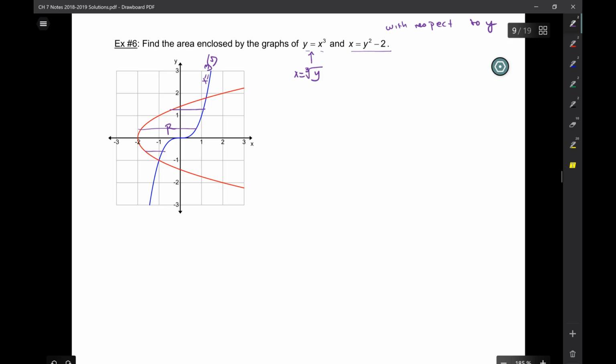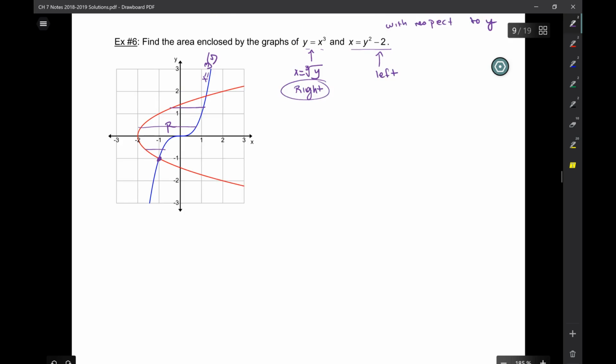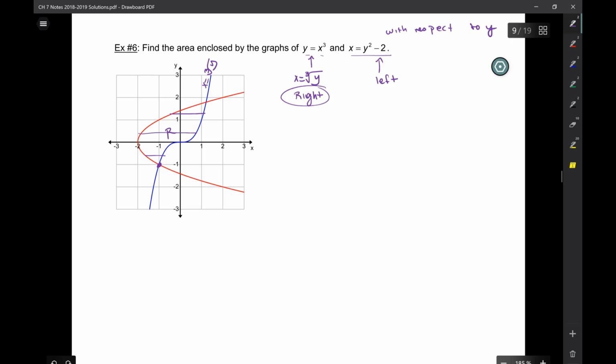And then here, that one's already solved for x, right? So which one's the one to the right? The blue. Okay? And this is the one on the left. Okay, so now, where do these things intersect? It looks like, you know, this might be at -1, but this one, I don't know where that one intersects. So we're gonna do it in the calculator.